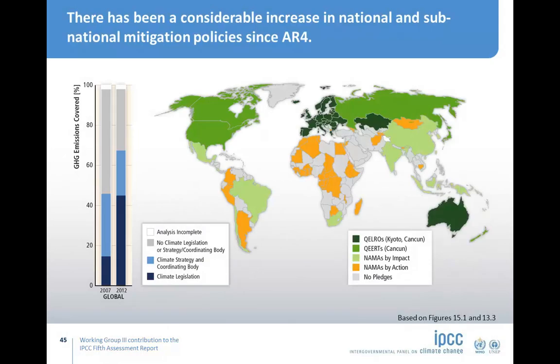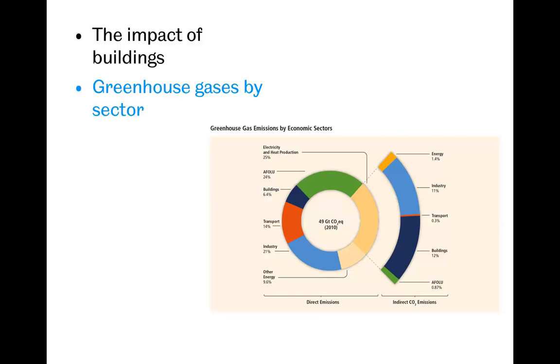There's been a considerable increase in national and sub-national mitigation policies since the previous report. So if we look here, in 2007, 55% of the planet had no climate legislation. In 2012, only about 30% of the planet has zero climate change legislation, with large parts of the world now imposing some level of climate change legislation. So it's a positive message.